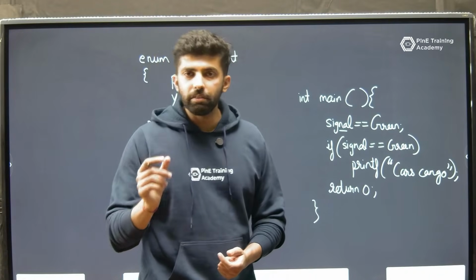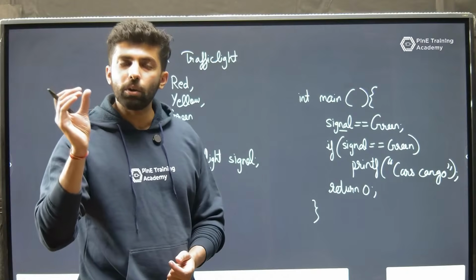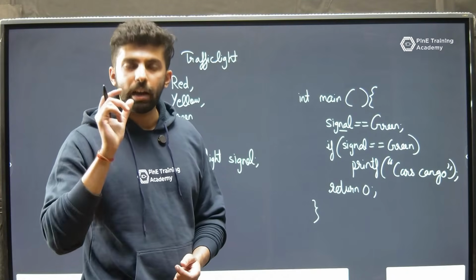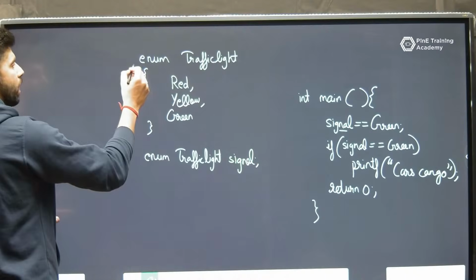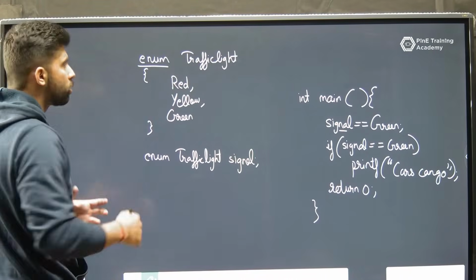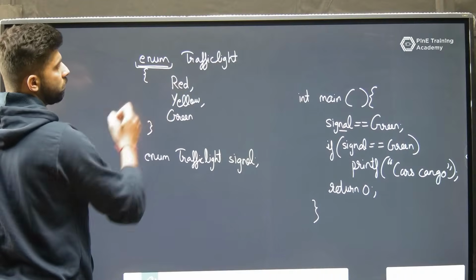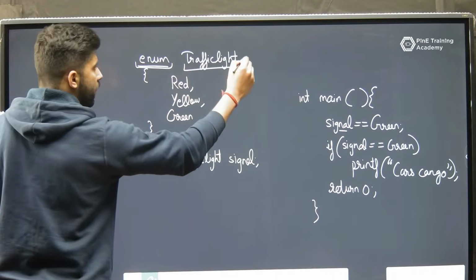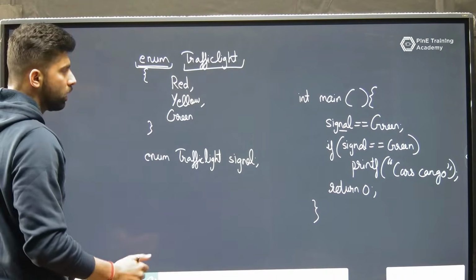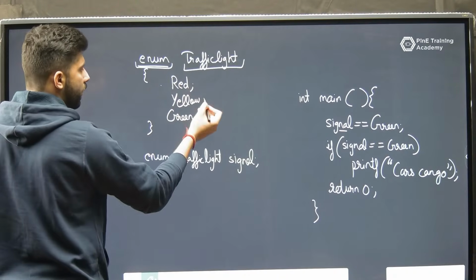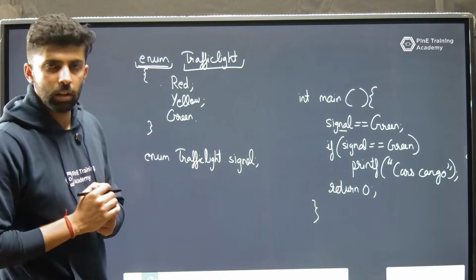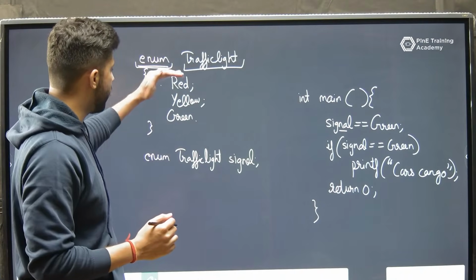And why am I able to write this? Because I have given a name to a particular constant. And how did I do that? I used enum. So I created an enum, I gave that enum a name, and in that I just wrote three things: red, yellow, green.